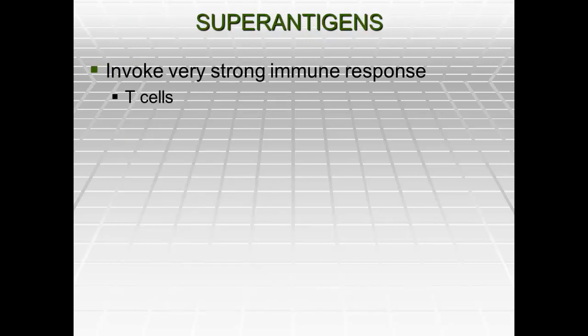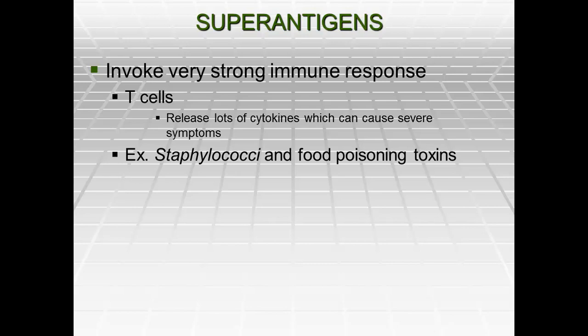Superantigens invoke a very strong immune response. So they cause an intense immune response due to the release of cytokines from the host cells. So release a lot of cytokines, which can cause severe symptoms. So your T cells do that. They release a lot of cytokines. And symptoms would be fever, nausea, vomiting, diarrhea, shock, and death. So we see this with Staphylococci and food poisoning toxins.